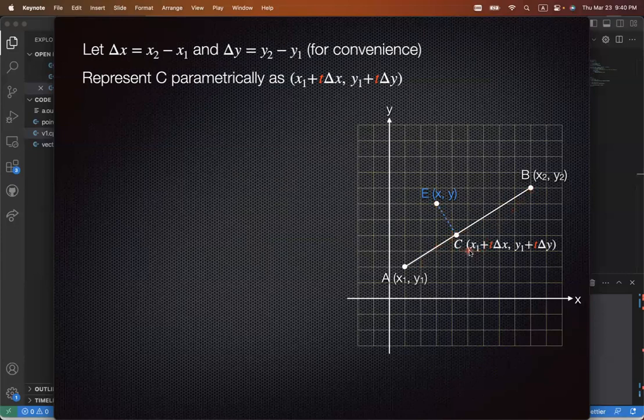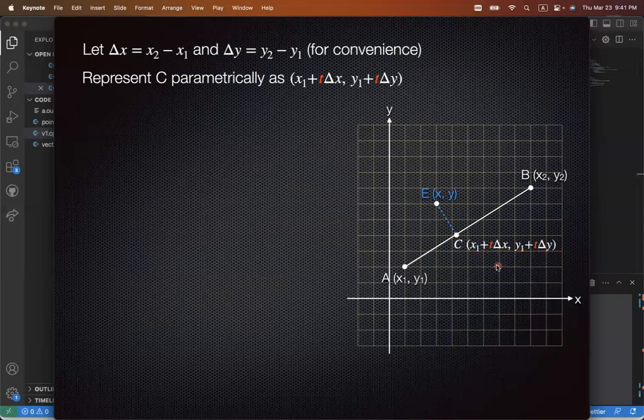And so we just want to calculate C. If we figure out what C is, then the distance of CE is just Pythagoras theorem, right? Remember the second rule that we talked about being the foundational rule. But how do we calculate C? Well, we know C cannot be any point. It has to be on line segment AB. So we can represent it parametrically using T as the variable. And so you can represent C as x1 plus T times delta x, and then y1 plus T times delta y.